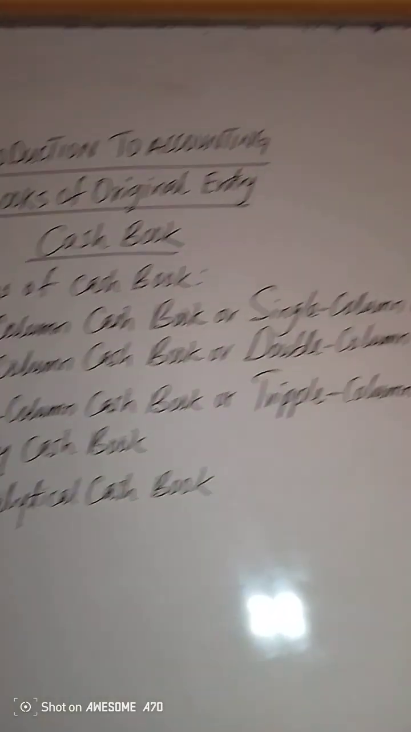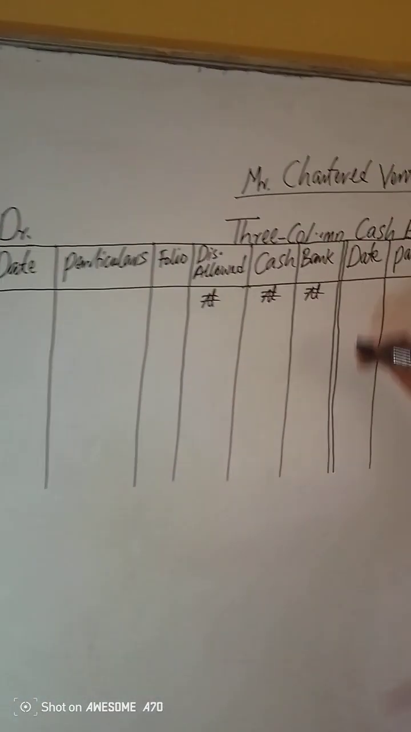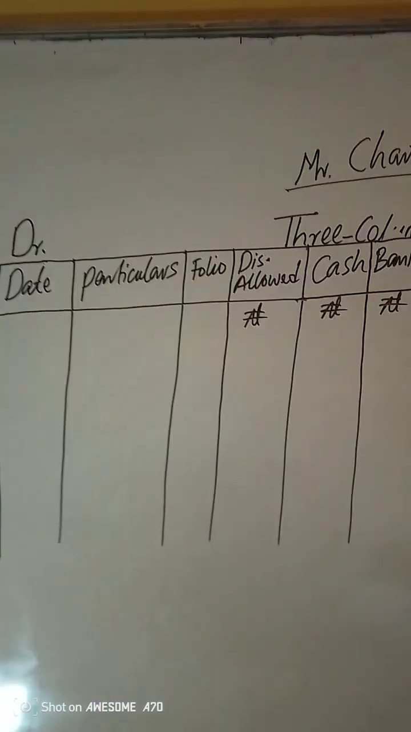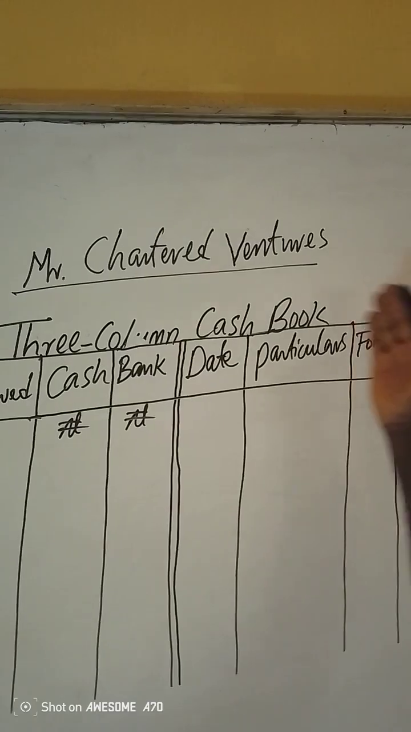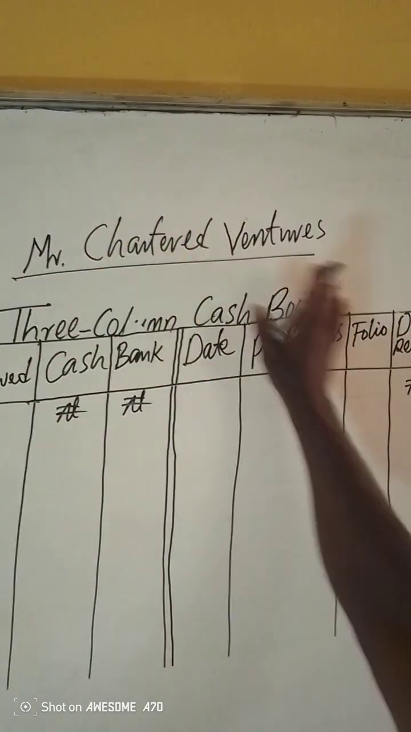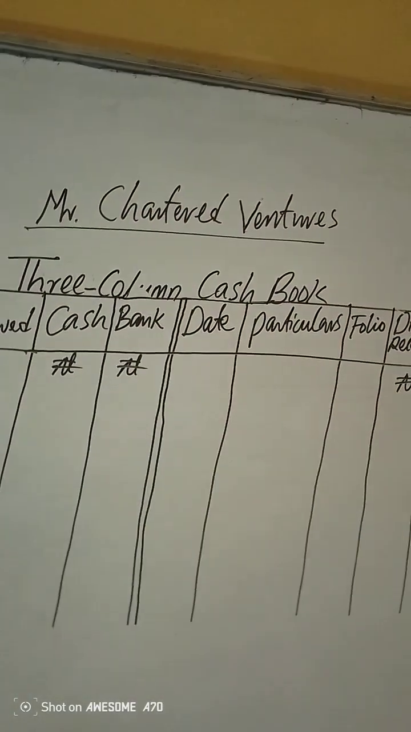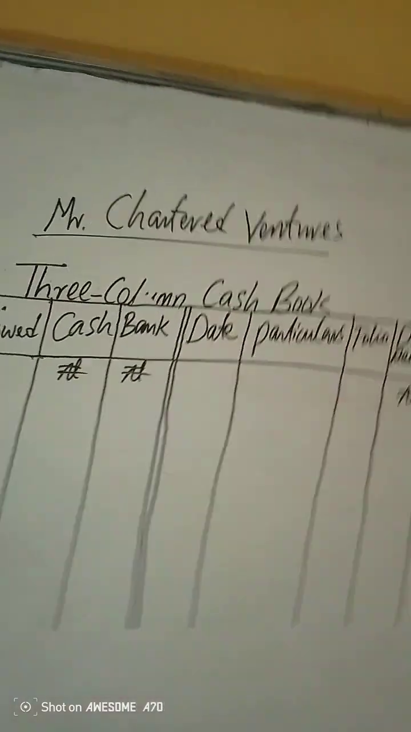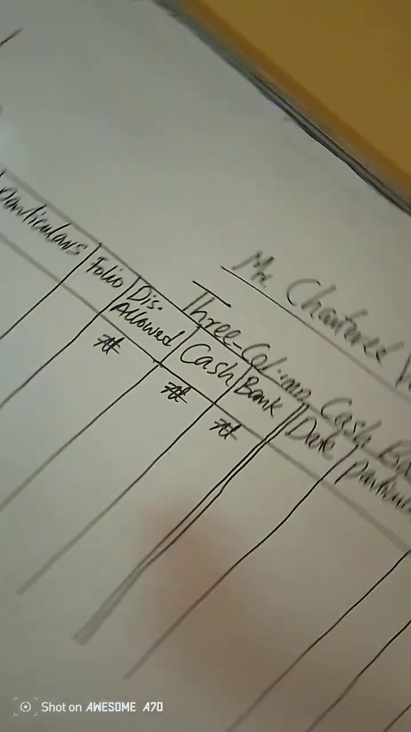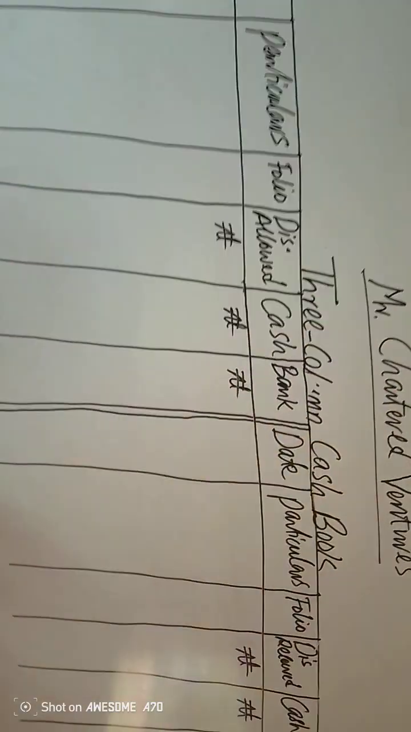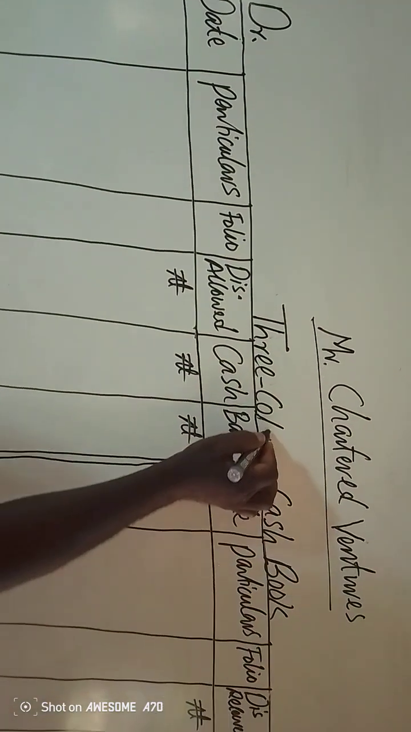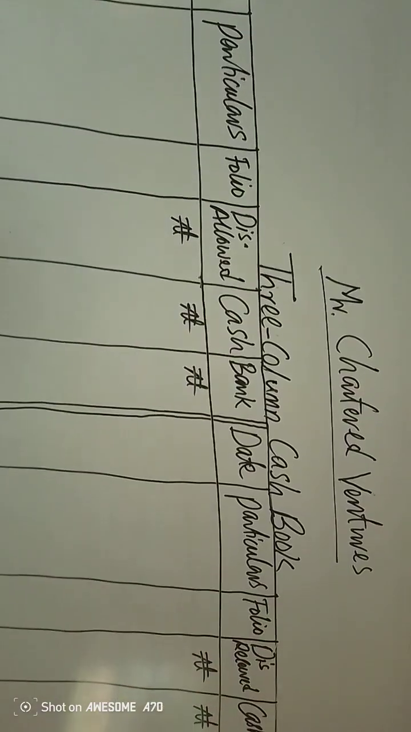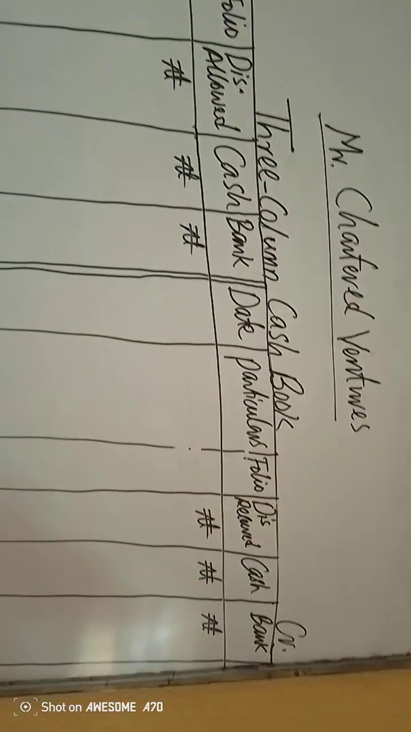So the 3-column CASHBOOK, let's look at how it is drawn. This is how the 3-column CASHBOOK is drawn, whereby the name of the owner of the business will be placed on top. Like here, you can say this is Mr. Chartered Ventures. Write the name of the owner of the business on top and underline it neatly, like you can see. Now, you make clear the heading of the CASHBOOK, which is the 3-column CASHBOOK. Make sure that the heading is very clearly written.